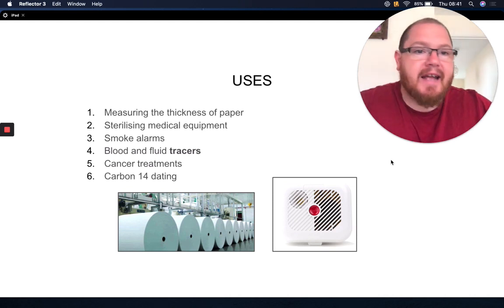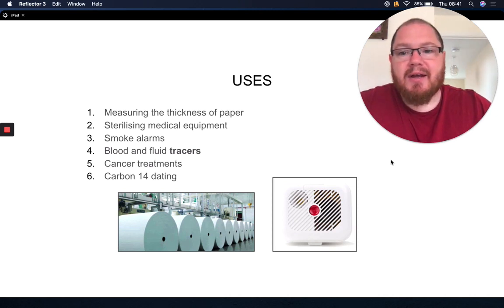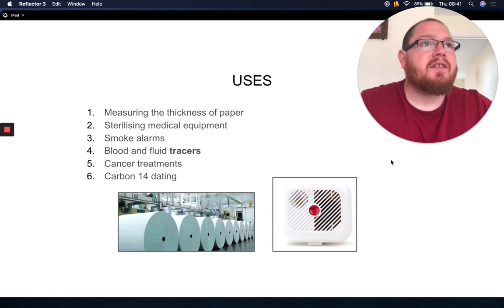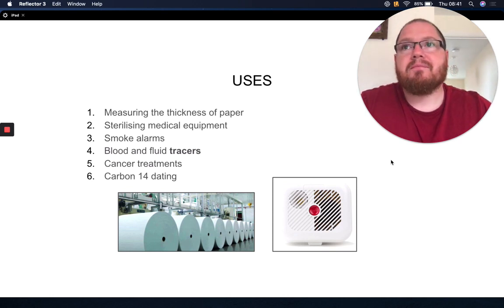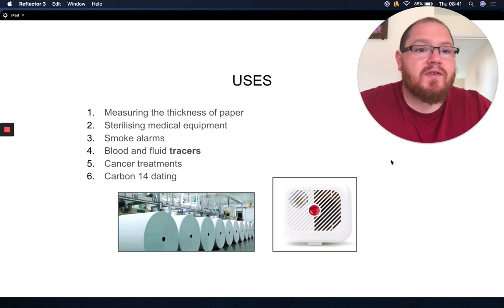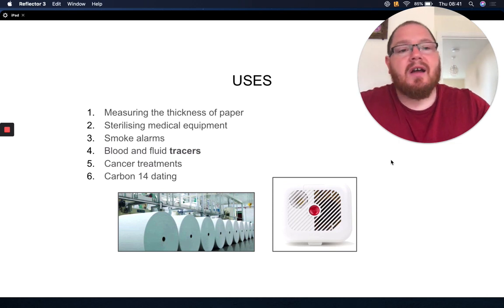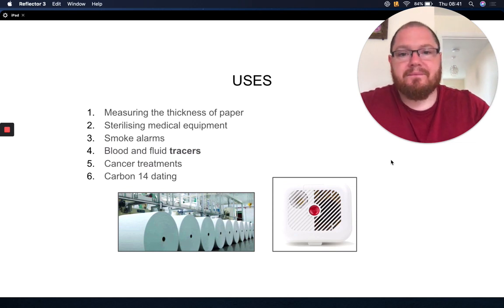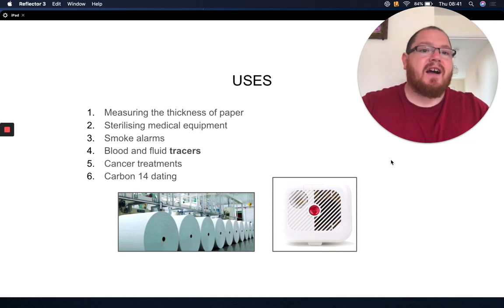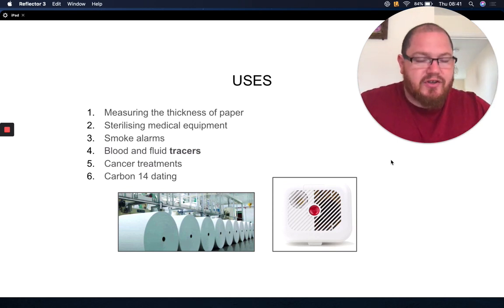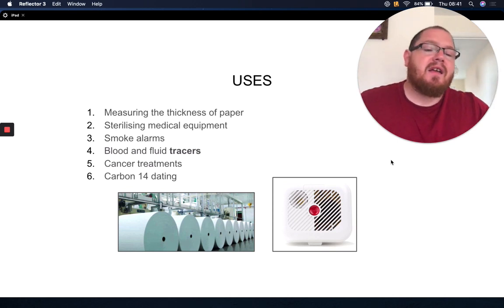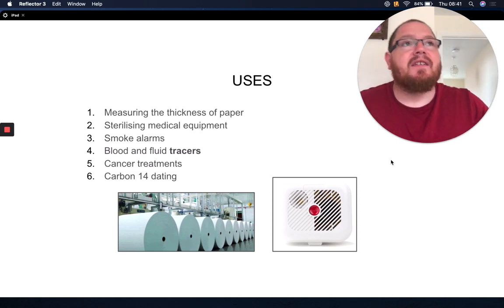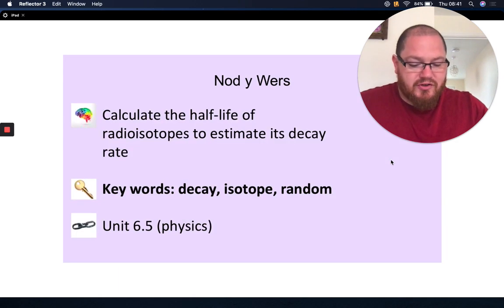Okay. Cancer treatment, they use gamma or beta, and then carbon-14 dating, just to date rocks, really. That's how we know how old the Earth is and how old some trees and rocks are. So that was the starter. That's a little bit of introduction to the half-life, and then we're going to start practicing some half-life equations.